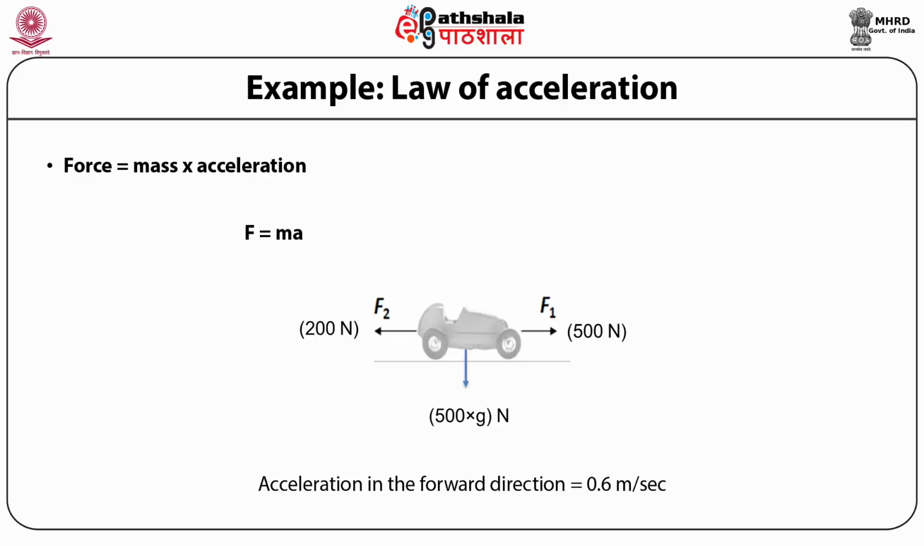So there is a net force in the forward direction, and because of that net force, there is an acceleration in the forward direction. For this example, the acceleration produced by the net forward force turns out to be 0.6 meter per second squared.